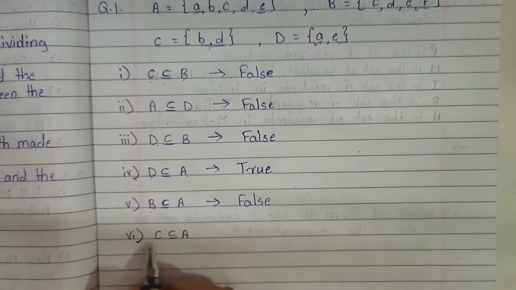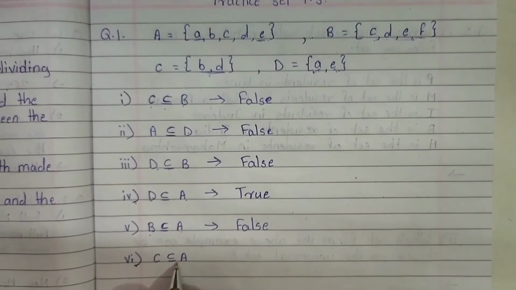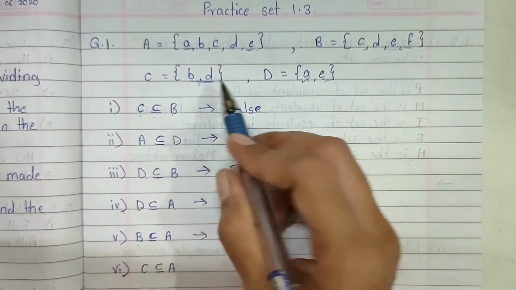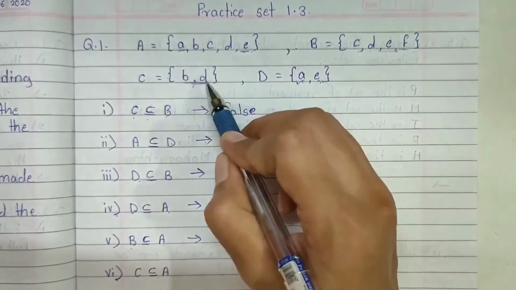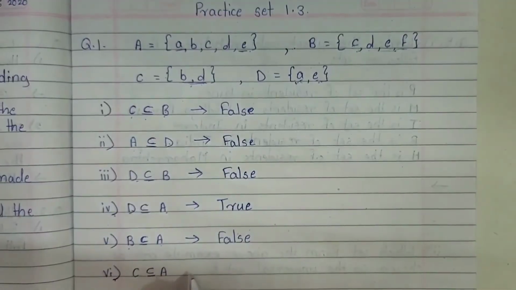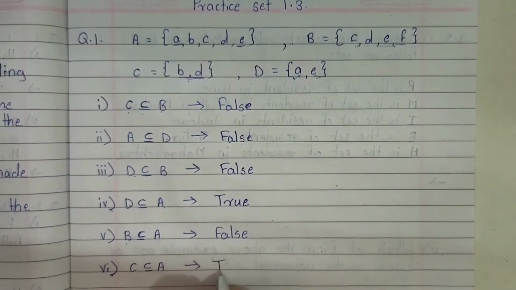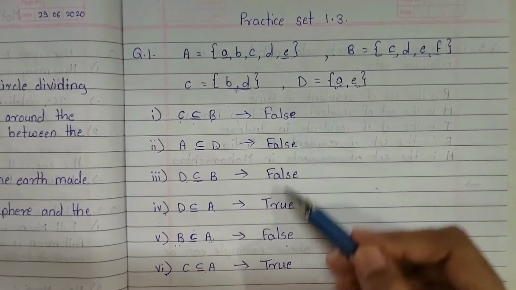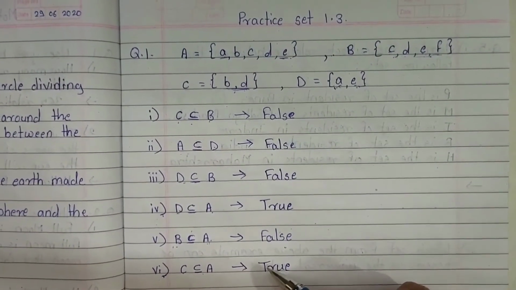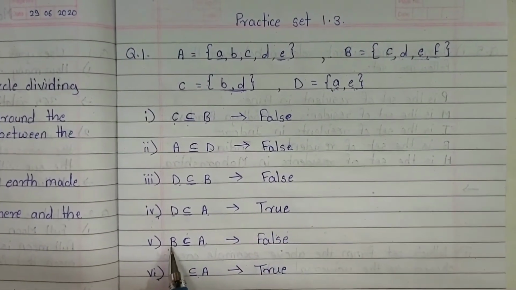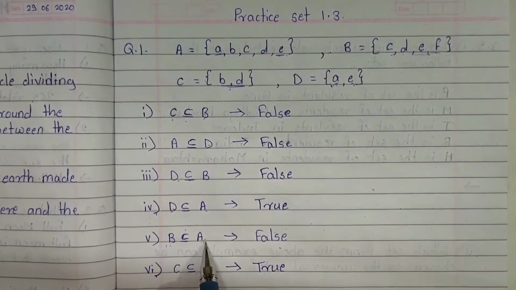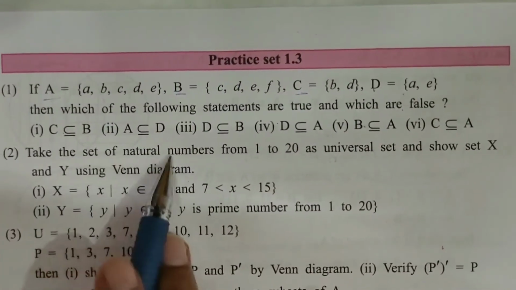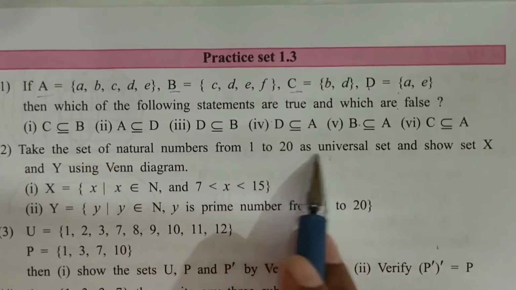Next one. C is a subset of A. C contains B and D elements. So check whether B and D are present in set A. So this statement is true. From this example, I hope you understood how to find whether any set is a subset of another set or not. Next question. Take the set of natural numbers from 1 to 20 as the universal set.